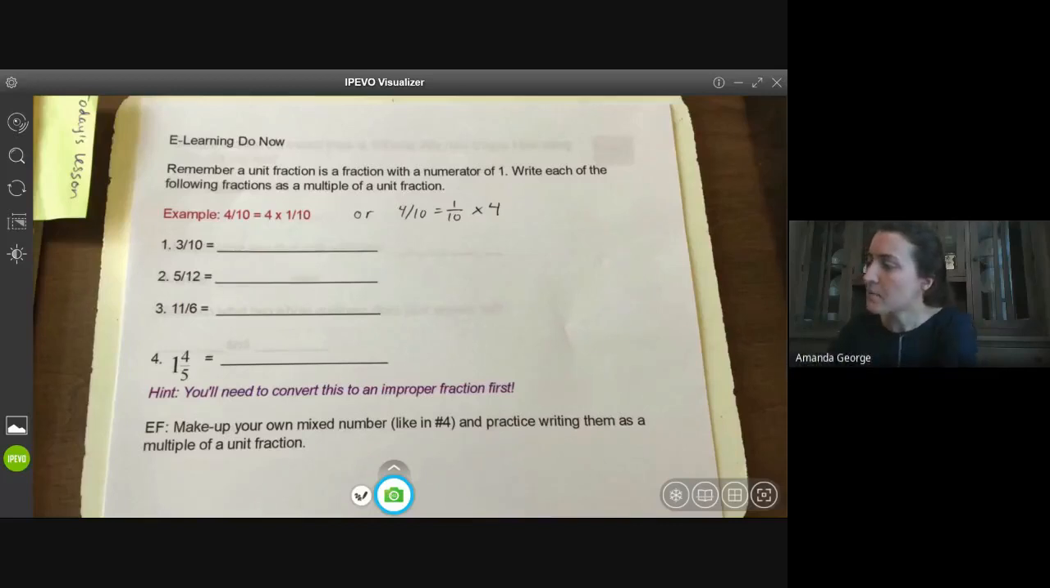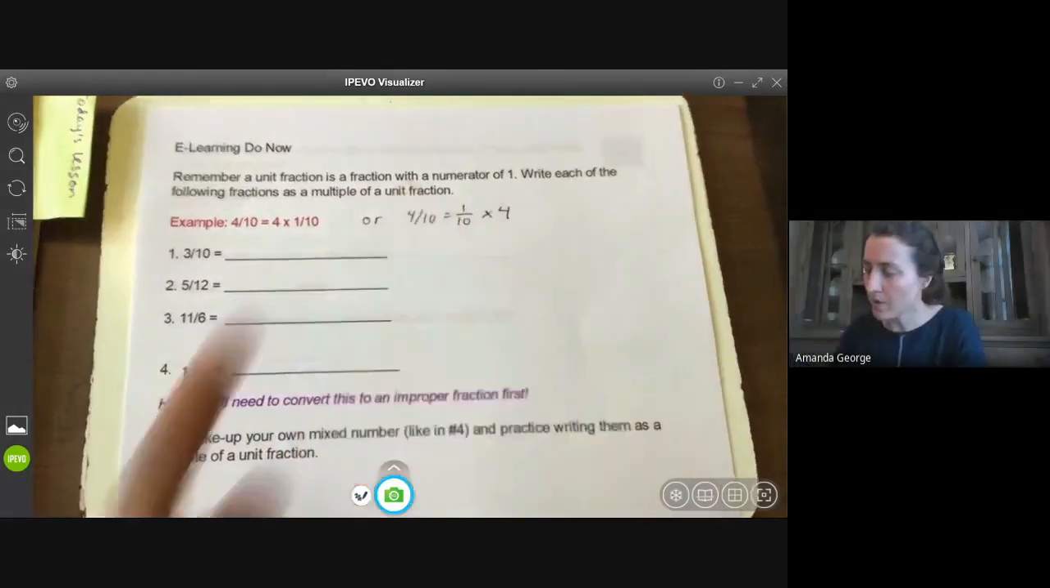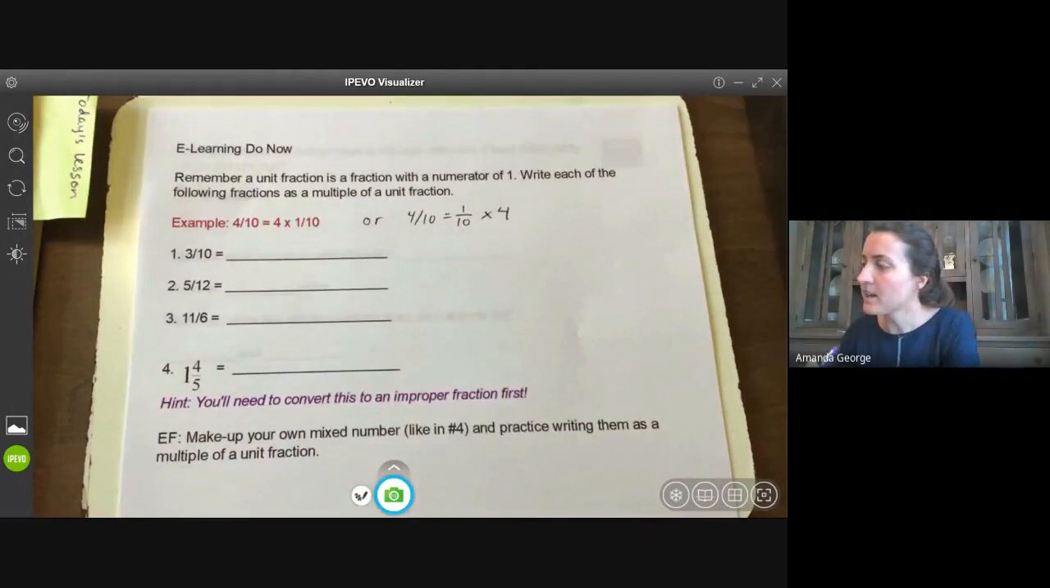So remember, a unit fraction is a fraction with a numerator of 1. Write each of the following fractions as a multiple of a unit fraction. Could I have a volunteer to do number 1? Read us the whole equation. Sana, go ahead.